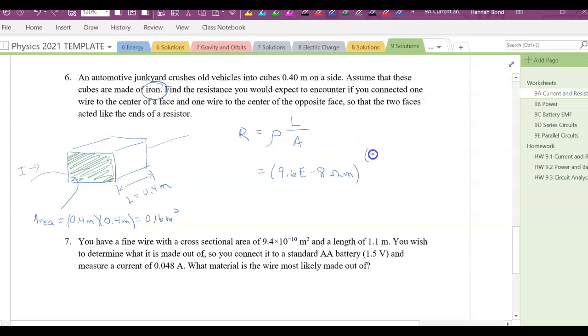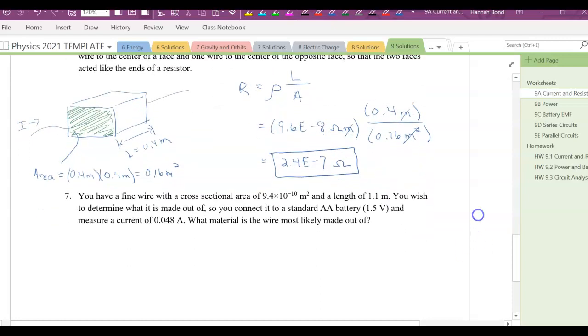The length is 0.4 meters, and the cross-sectional area is 0.16 meters squared. If you notice, all of my meters are canceling. I'm going to be left with ohms, and that's good because resistance is measured in ohms. So I've got 9.6 e to the negative 8 times 0.4 divided by 0.16, and I get 2.4 times 10 to the negative 7th ohms. So it's not a very big resistance, that big piece of iron.